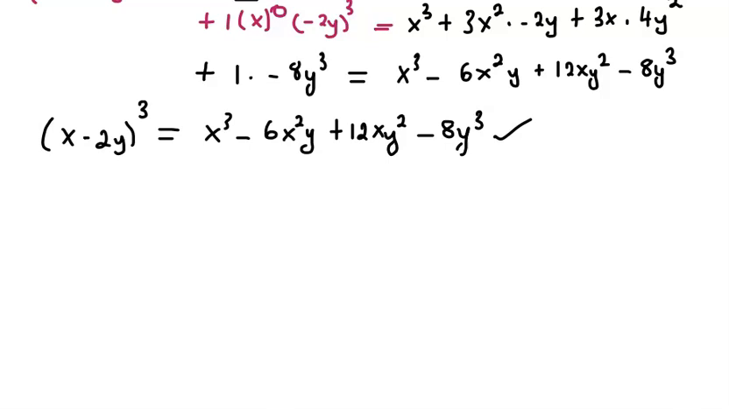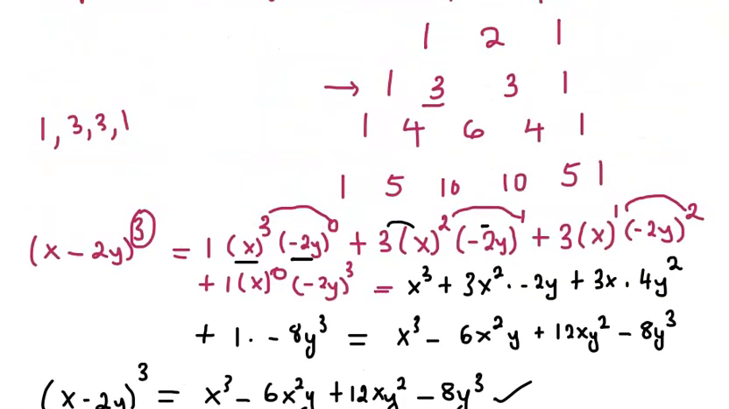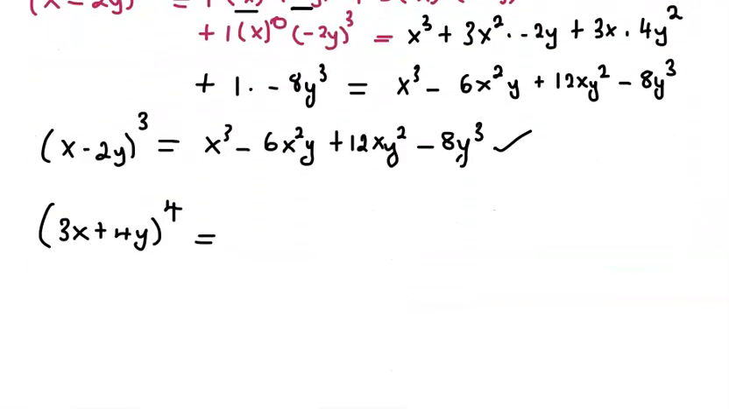We're going to expand this binomial: 3x plus 4y all to the power of 4. Let's see how we're going to expand it. Let's go back to Pascal's triangle. The highest power here is 4, so we go to the row in which the second number is 4. And here comes the row, right? You can see our coefficients are 1, 4, 6, 4, 1. So our coefficients here are 1.